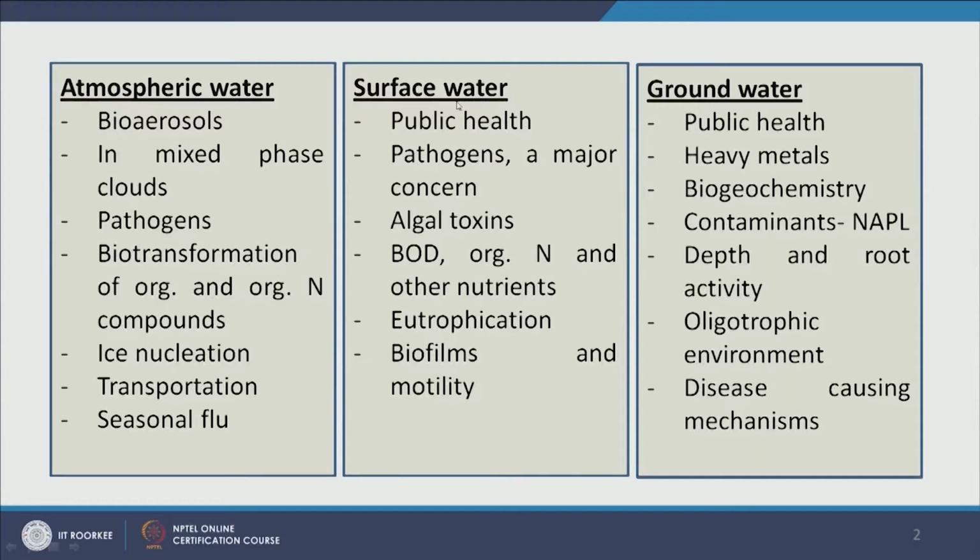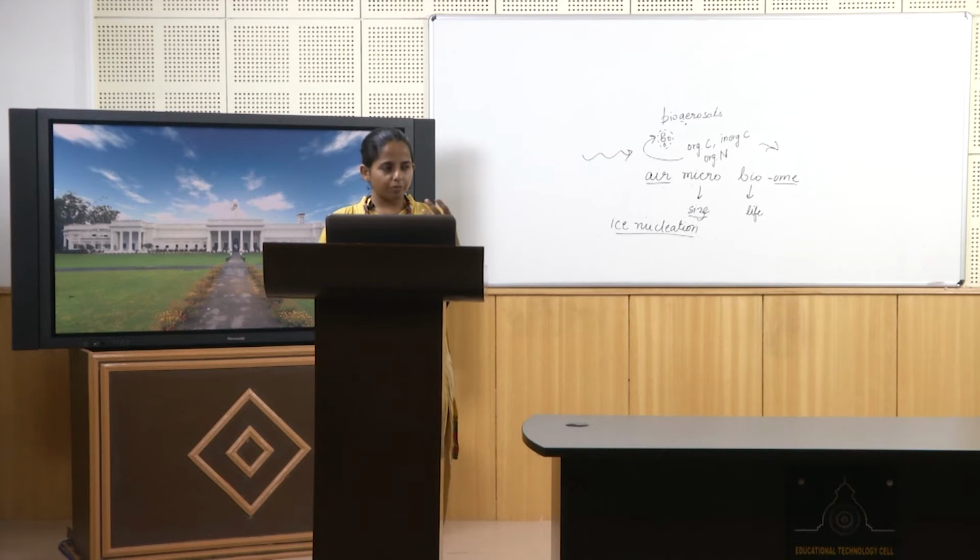In surface water, one of the biggest things is that we are very concerned about public health. And why would that be so? Because for a large part of our world, and definitely our country also, surface water is still the primary source of raw drinking water. So we take surface water like river water, lake water, we treat it and then we use it as drinking water. Now if the quality of our surface water is not good, then we are in trouble. So when we talk about surface water microbiology and ecosystems, we are very interested in what its repercussions would be for public health.